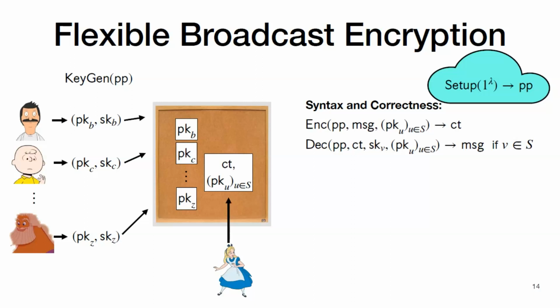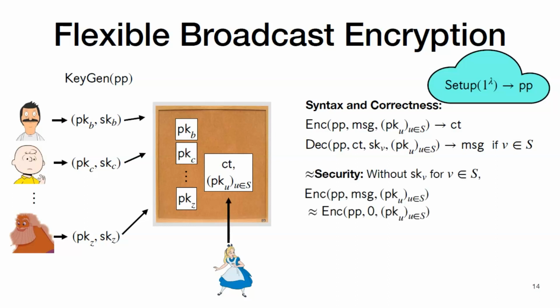Okay, so in terms of syntax and correctness, we require that first, this ciphertext is allowed to depend on the message and the set of public keys that Alice wants to communicate to. And the decryption algorithm gets the ciphertext, a particular secret key for one of these public keys, and knows the set of users Alice wanted to talk to, and outputs the message if the secret key corresponds to one of the public keys in this set.